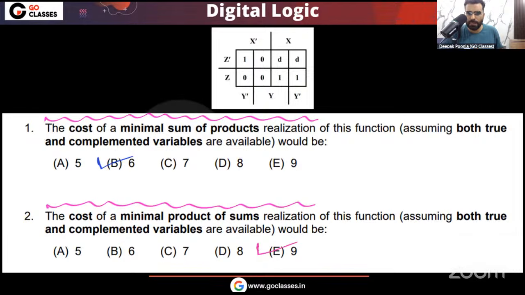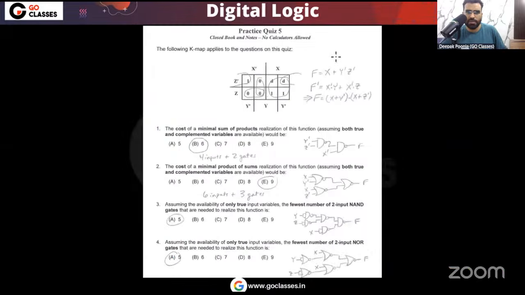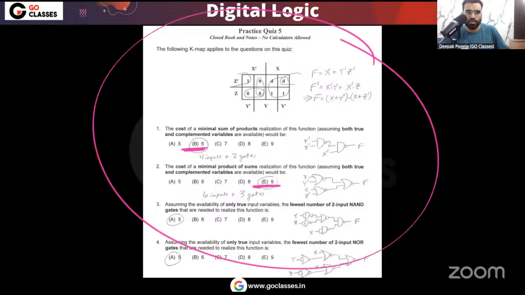That is your answer. I hope you understood this point. So for the first question and the second question, the answers are B and E respectively. Let me show you the answer given by Purdue University. You can see this is the official answer given by Purdue University also.